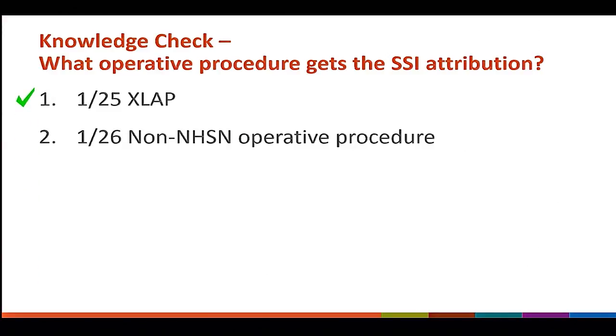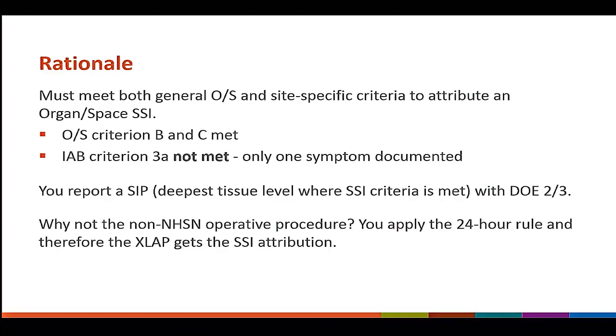You are correct. All right, so let's look at the rationale. In order to meet an organ space SSI, you have to meet both the organ space general criteria and the site-specific criteria. So we met organ space criteria B and C, but we didn't meet IAB criterion 3A because there was only one symptom. So you can't cite the organ space SSI.